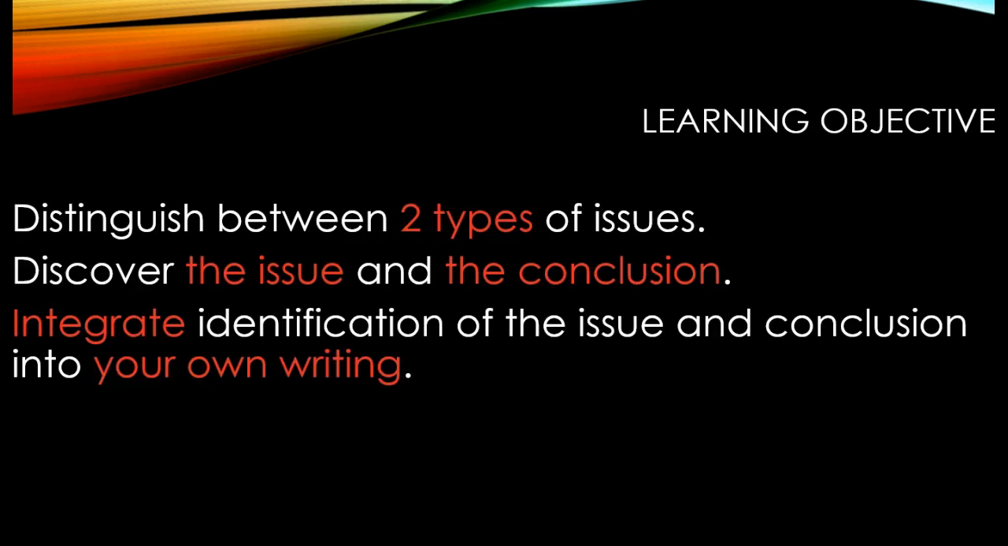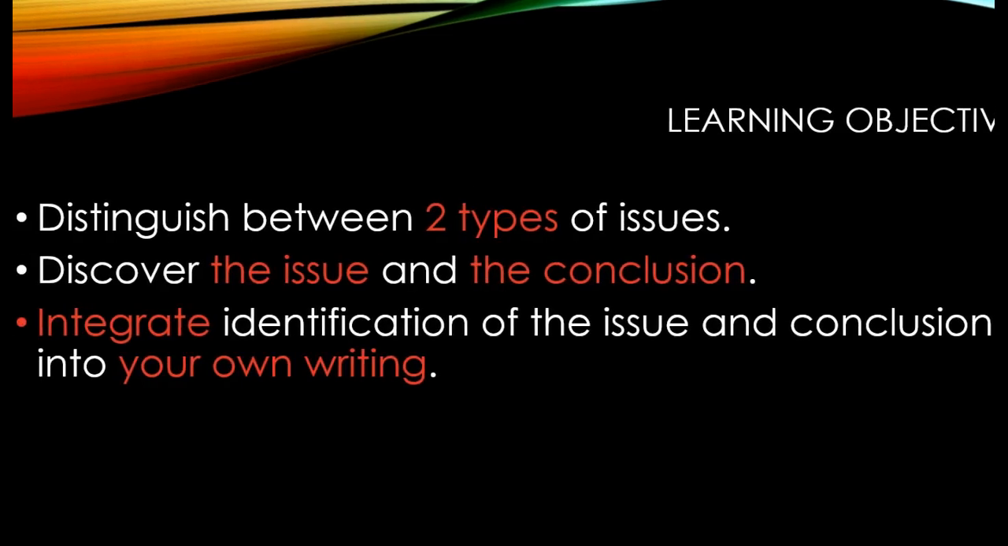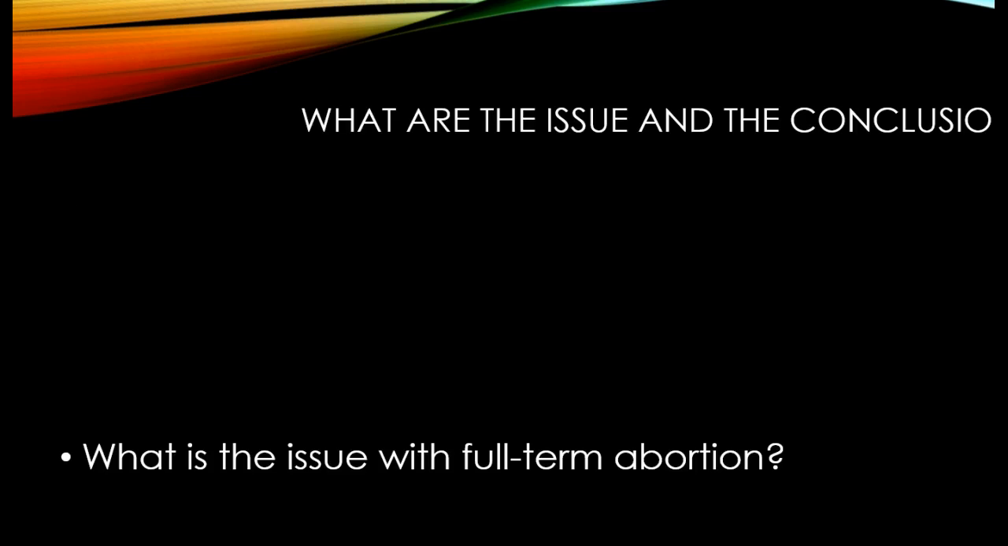Okay, so the chapter goes over discussing the two types of issues and being able to recognize them. Being able to figure out what the issue is and figure out what the author's conclusion is, and then being able to use this in your own writing. And now that we're coming to write an argument, you are going to need to have an issue and you're going to need to have that conclusion. You'll see what I mean in a minute here.